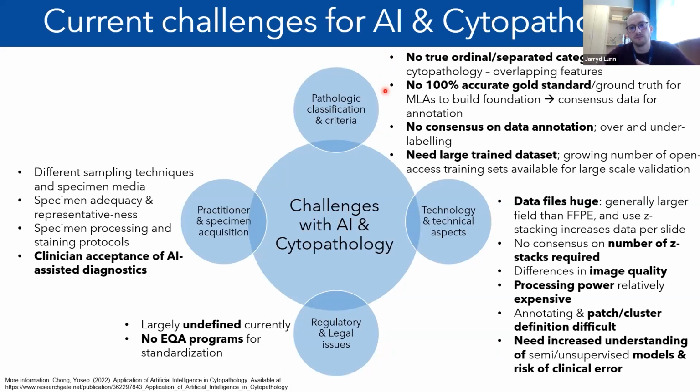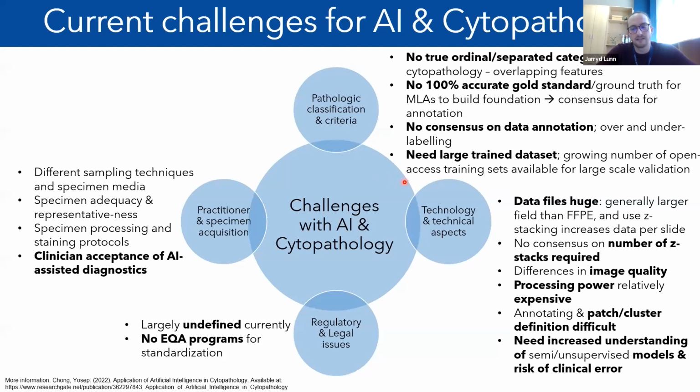There's also no 100% accurate gold standard or ground truth that we need. And so we have to have huge amounts of consensus data, and those consensus data sets are very labor intensive to produce. There's no consensus on how we annotate our data, because the data set that person A annotates and that person B annotates must have overlap and we must be able to use them together in order for the data that we have at our disposal to be useful.